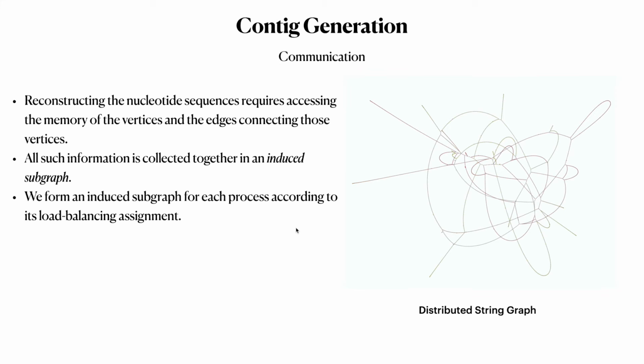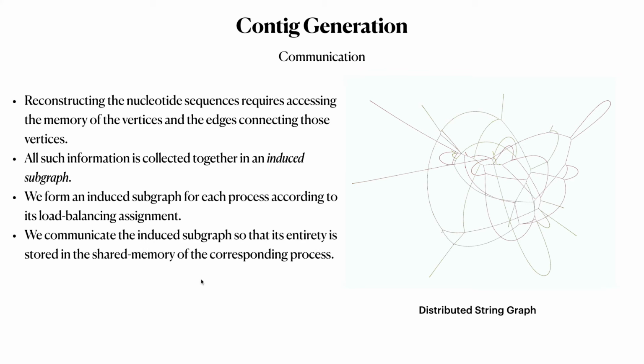So each process will be communicated its own local sparse matrix induced subgraph of contigs that it is supposed to reconstruct. And doing so will basically turn this problem into an embarrassingly parallel problem, where each process simply has to assemble as quickly as possible the contigs that it now has the information for in its shared memory.